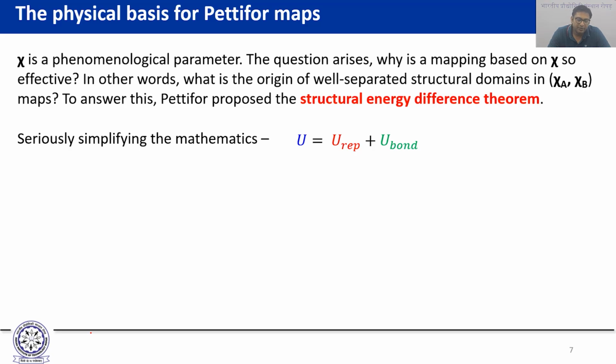Now, David Pettifor was a physicist, so he was not comfortable with only looking at this classification of crystal structures according to the Pauling's electronegativity. He wanted to find a physical basis for why this idea of the Pettifor map worked. So this Pauling's electronegativity is like a phenomenological parameter. The question that Pettifor asked is, why is this mapping based on electronegativity going to be so effective? In other words, what is the origin of these well-separated structural domains in this chi A, chi B space?